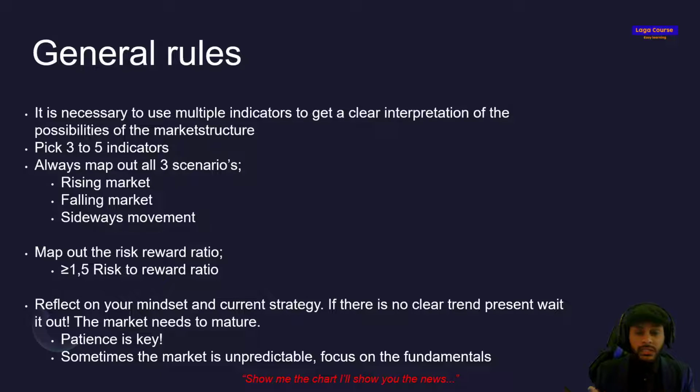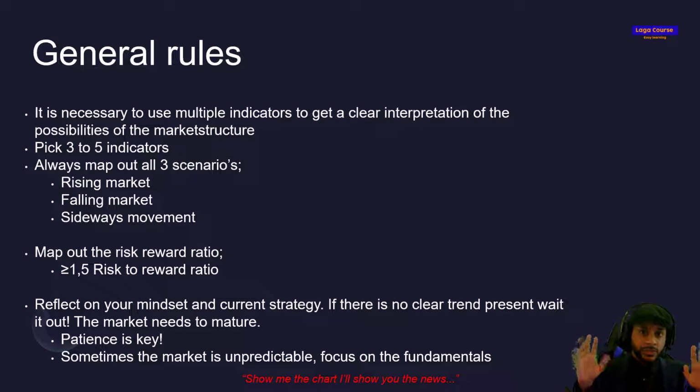If there is no clear trend present, wait it out. Sometimes we know the market is going to dump. You need to wait it out to see what the market's going to do. For example, if a child is going to high school, you don't know what he's going to do, if he's going to drop out, if he's going to succeed. Just wait it out a little bit. Let him take some exams, and you can see from the result if he's going to be successful or not. It's the same way with the markets.